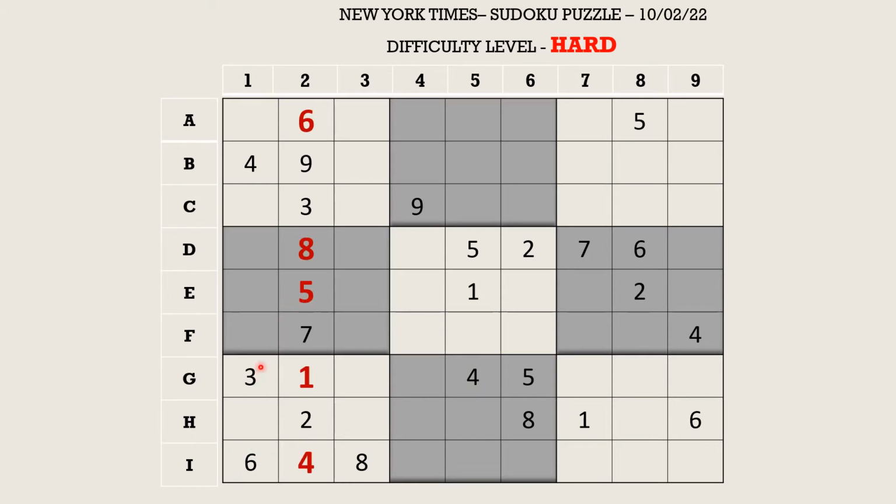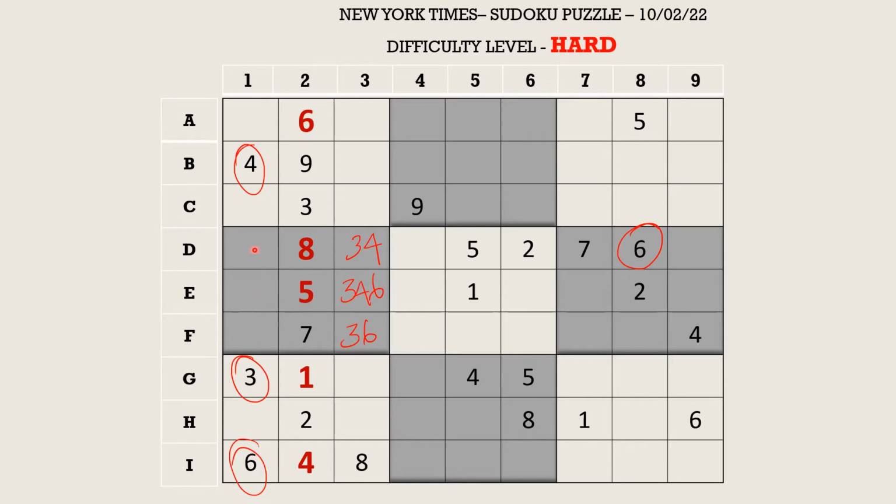Now we have 3, 4 and 6 blocking these 3 cells. So in this fourth block you have 3, 4, 6 taking these 3 cells. So the 3, 4, 6 triplet go in these 3 cells. So you have a 6 here in D row. So D3 takes 3, 4. There is a 4 here in F row. So F3 takes 3, 6 and E3 takes 3, 4 and 6.